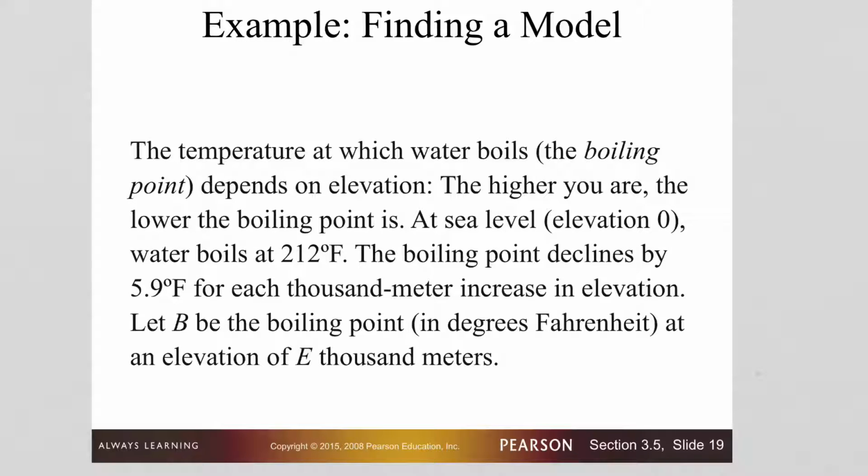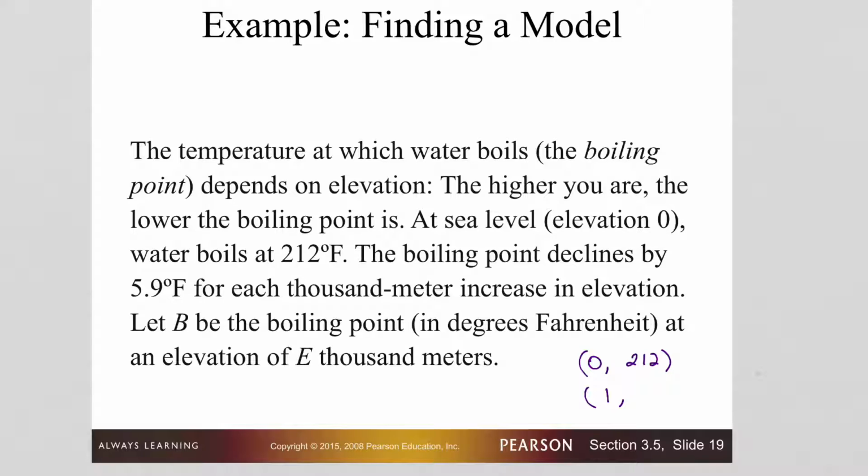Now, there's a way for you to look at this and say, oh, hey, I know that my slope is negative 5.9. I am a person who has to see 2 points, and it has to prove to me that the slope is negative 5.9. So here's what I do. I create 2 ordered pairs. So I've got 0, there's my elevation, and my boiling point at sea level is 212. Then I'm going to talk about 1.